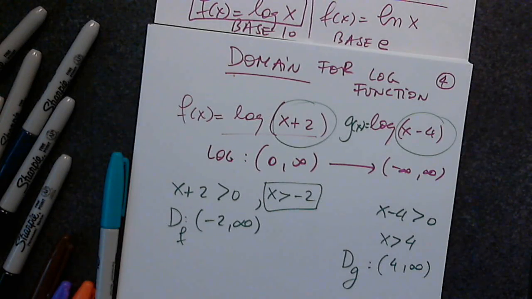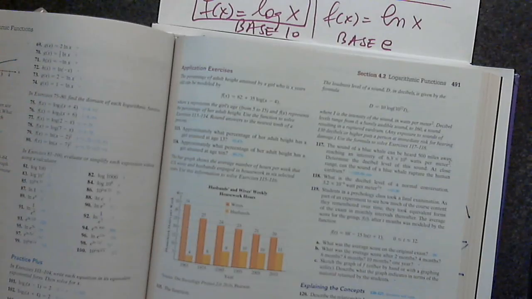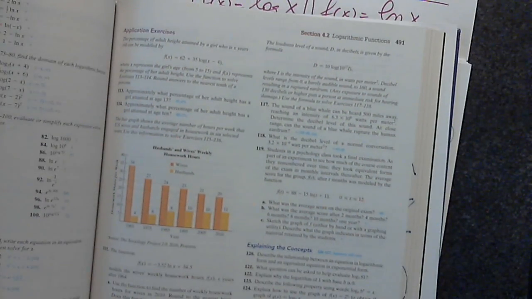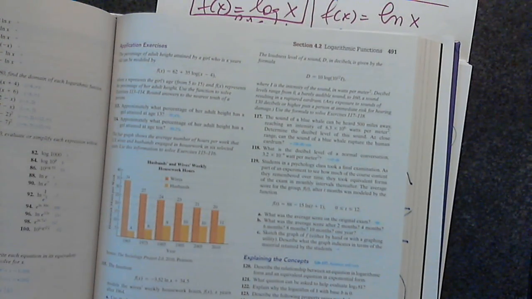Okay, I'm looking at a word problem. Ready? This is very important to see where we use this, right? So let's take a look. Let's read the problem. Students in a psychology class took a final examination as part of an experiment to see how much of the course content they remembered over time. They took equivalent forms of the exam in monthly intervals thereafter. Every month they took the exam. They took the exam at the end of the course, and then the next month, and then next month, and the following month, and the following month.